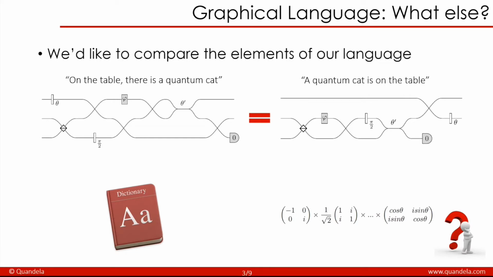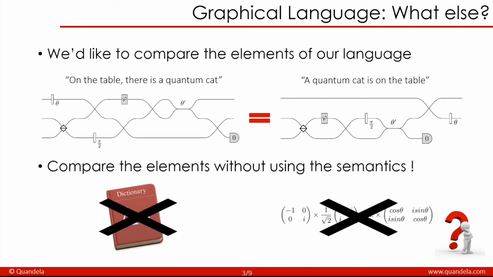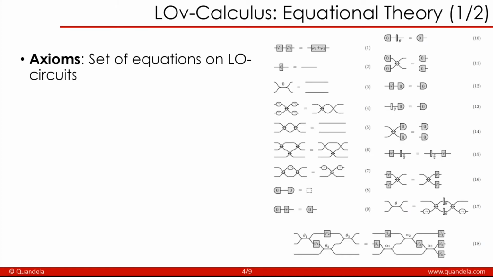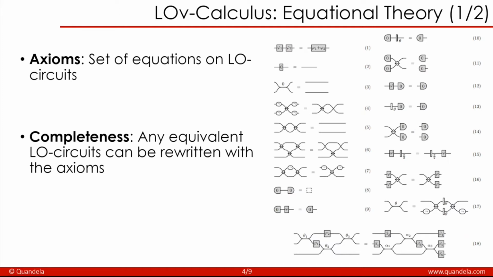However, it's quite heavy, it's a little boring, and I like to do the math, so we would like to compare both elements, but without using the semantics, directly with the graphics. In order to do that, we introduce an equational theory, basically a set of equations on the circuits, so not on the matrices. So here are the equations. And what is cool with this set of equations is that it is complete. With the equations, we can rewrite any circuit into another if they are equivalent. So we can compare any elements with the equations.